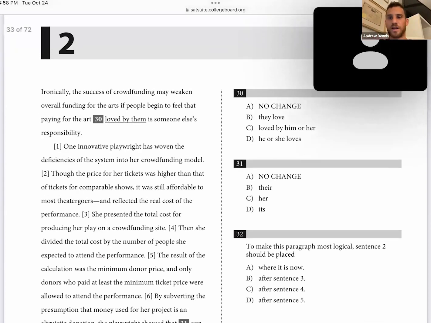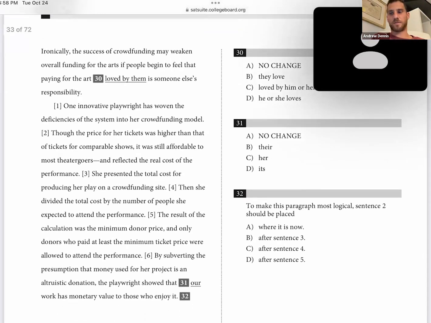One innovative playwright has woven the deficiencies of the system into a crowdfunding model. Though the price for her tickets was higher than that of tickets for comparable shows, it was still affordable to most theater goers, and reflected the real cost of the performance. See, I'm like, this is confusing, but they're gonna tell us why.